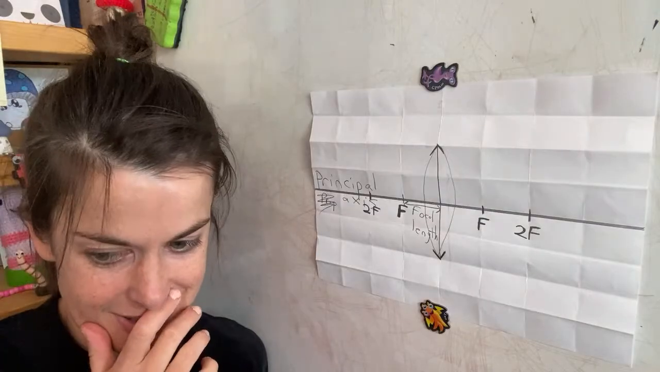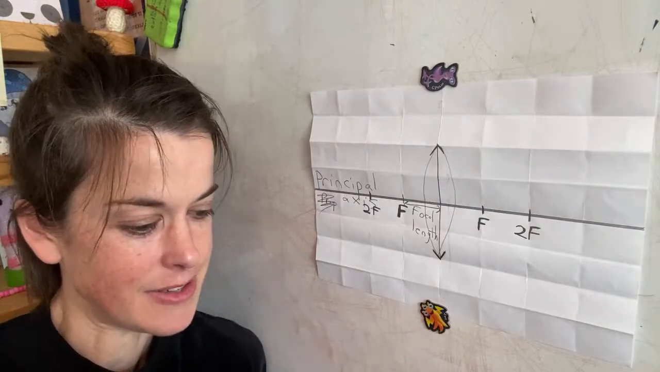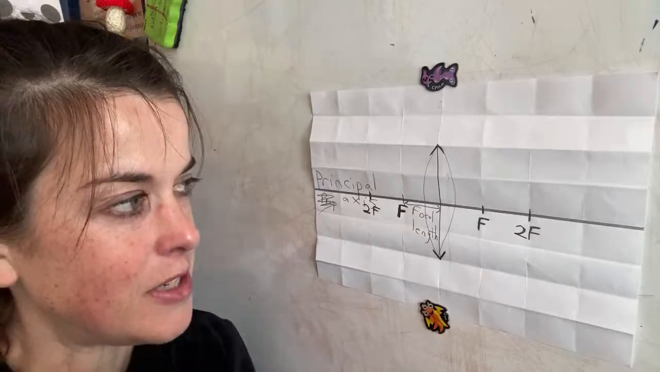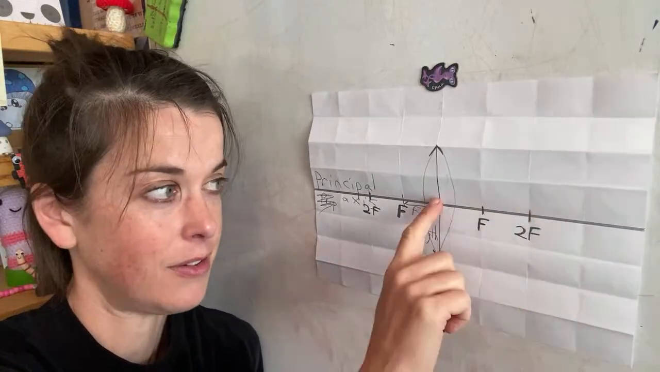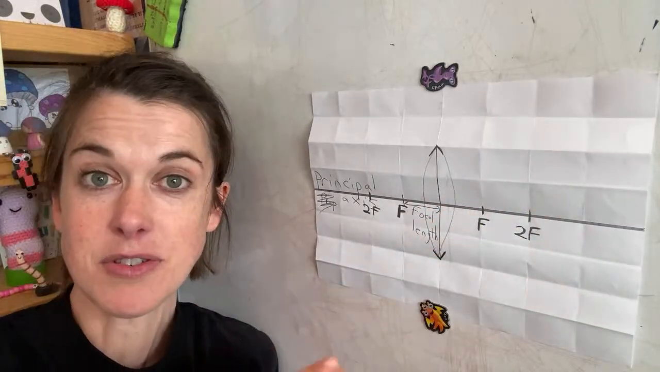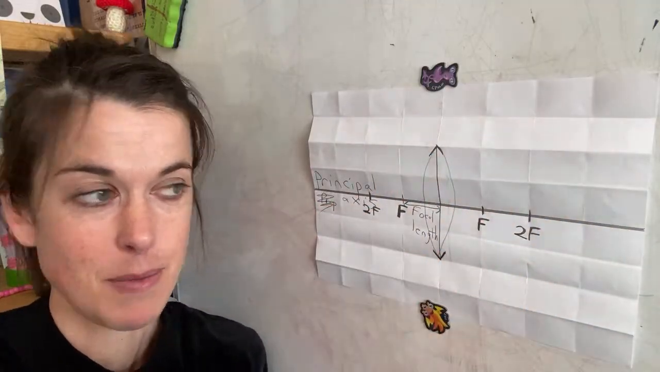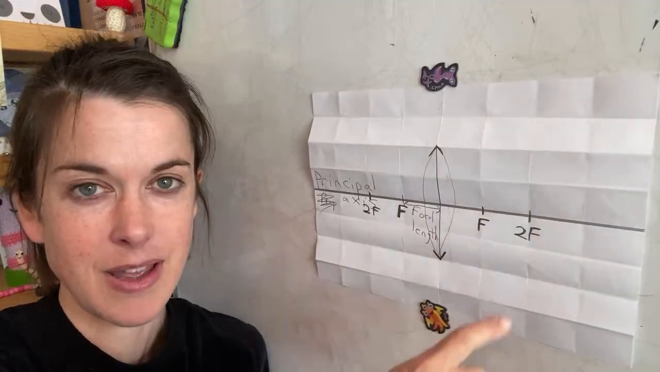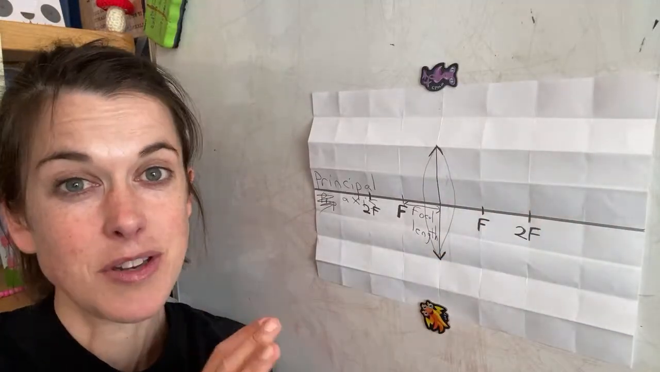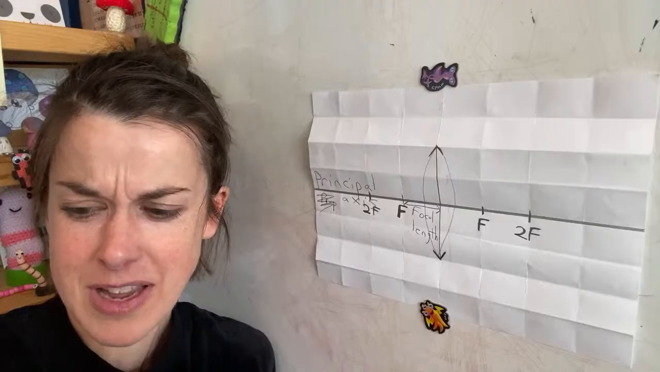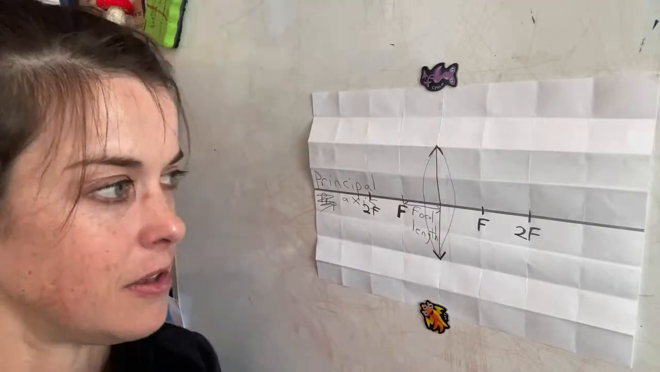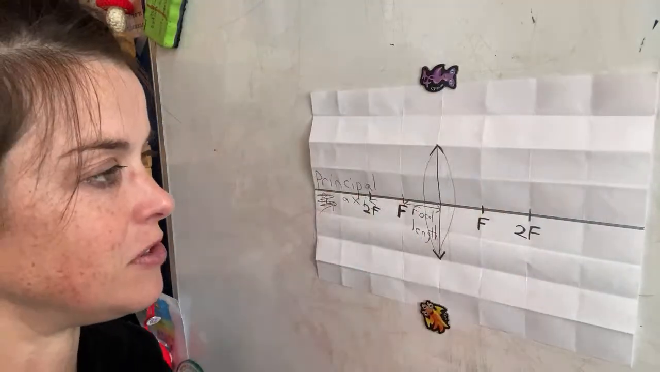So I'm going to pretend that I've got an object which is exactly 2F away from the centre of the lens. And I'm going to draw a diagram to show you how you can predict what will happen to the image when the object is 2F away. Don't do it, just watch it, yeah? And then I've got three or four more that you can do as well. So you'll get plenty of time to practise, but I think it's better if you just watch.